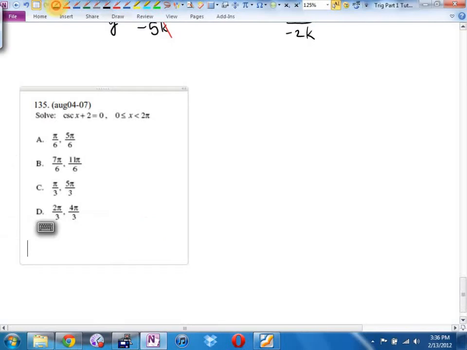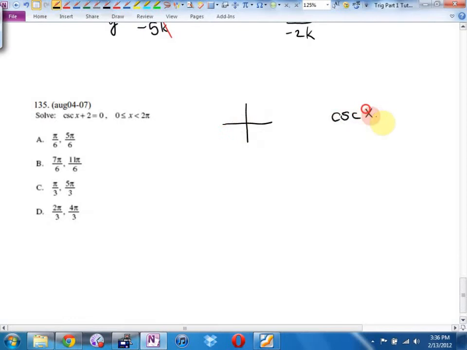First thing I'm going to do is rewrite it. It's cosecant, so cosecant x equals negative 2, because I get the cosecant by itself. Cosecant goes with which trig function? Sine, negative. So I know the answer is here and here. That can't be right because that's not in that quadrant. That can't be right because pi by 3 is in that quadrant. And in fact, all I'm going to do now is find the reference angle and quit. If the reference angle is pi by 3, this is the right answer. If the reference angle is pi by 6, this is the right answer. I'm not even going to do anything more than that. Why would I?